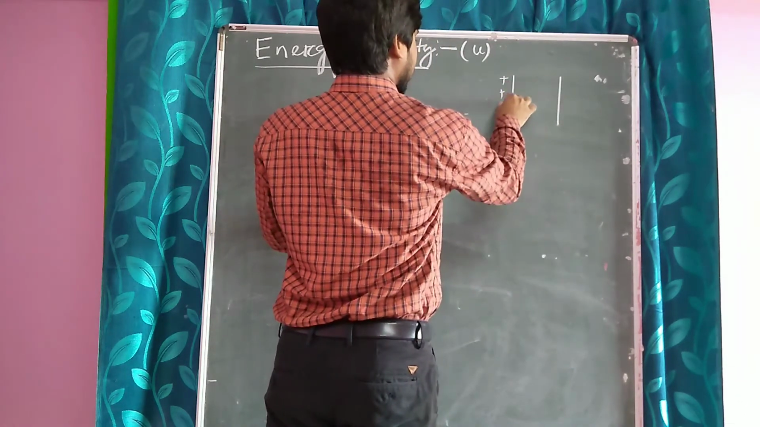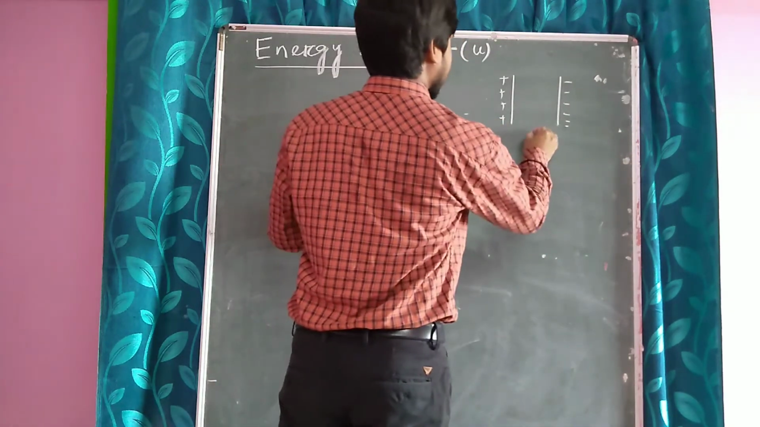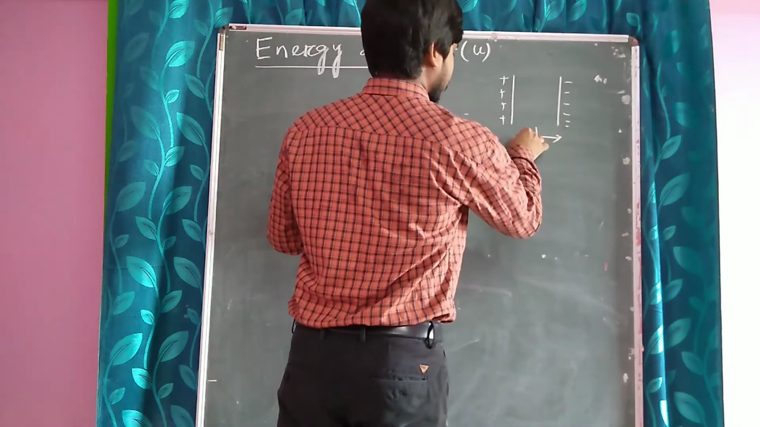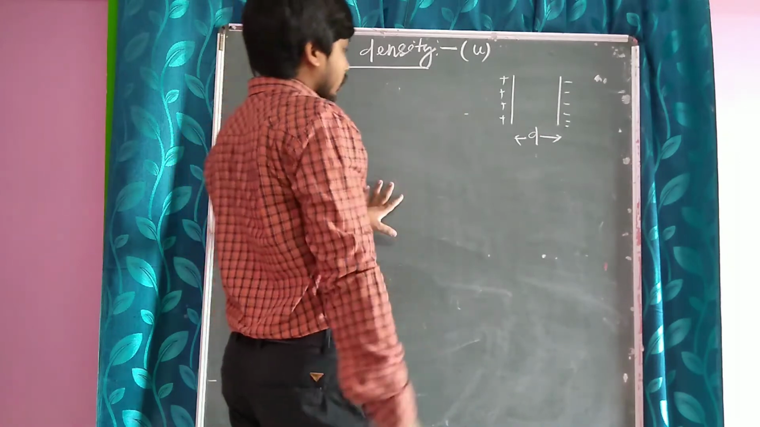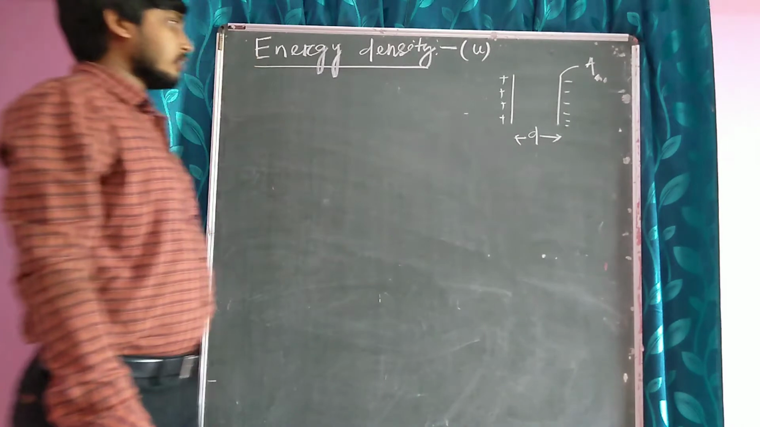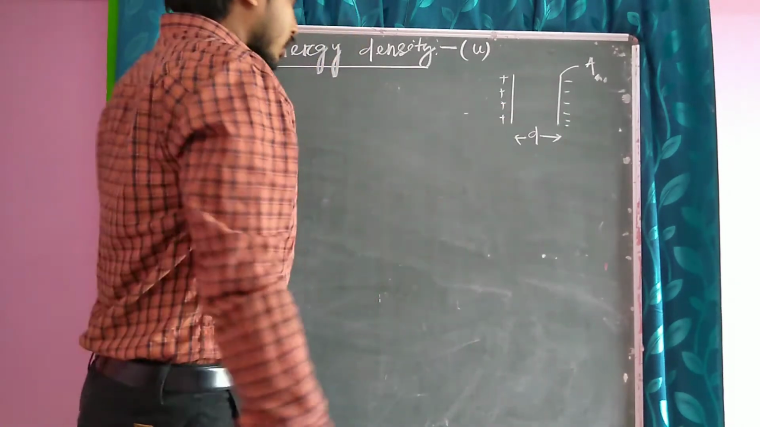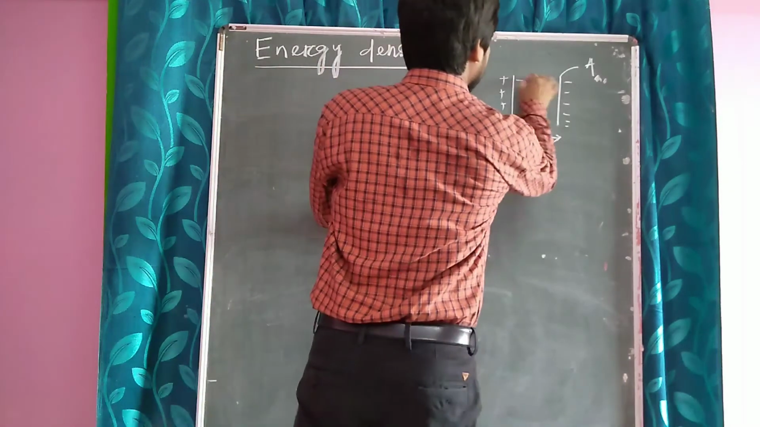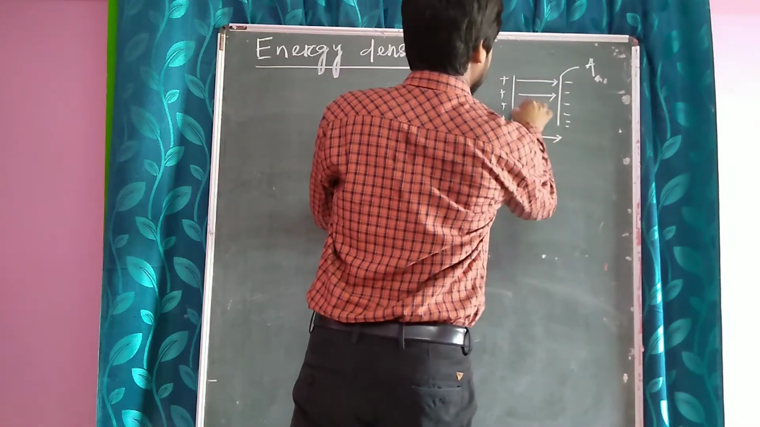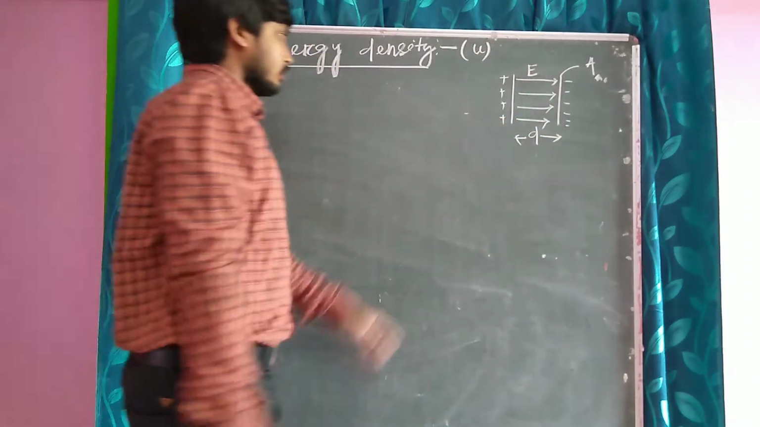Let this one be the positive plate and this one the negative plate. Let D be the separation distance between the two plates and A be the area of cross section of each plate. And here in this region, electric field E is present.